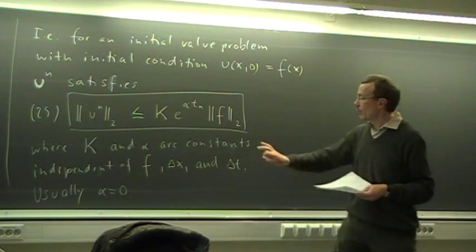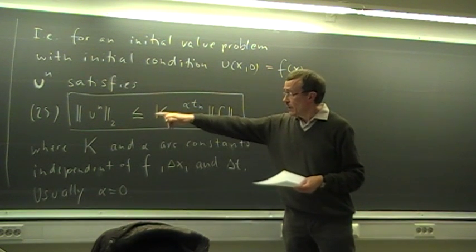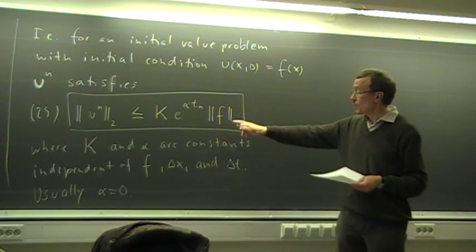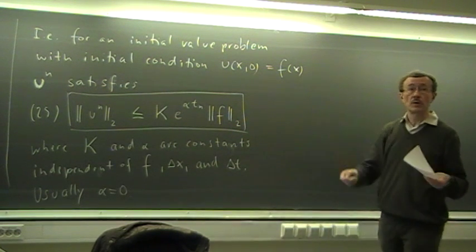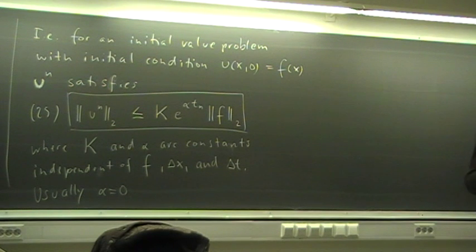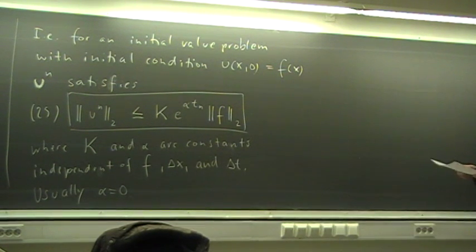If alpha is 0, e to the 0 is 1, so then it just means that the solution at any time level is bounded by the initial condition. And that is what stability means, continuous dependence on the data. In that case, the data are the initial condition. If you would have boundary conditions, then they would also be involved here. But we limit ourselves to that.